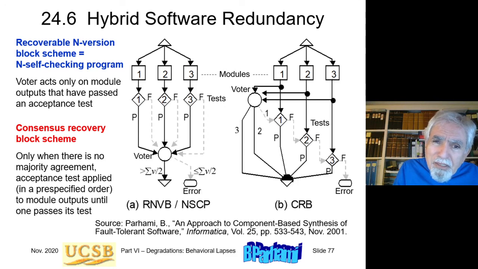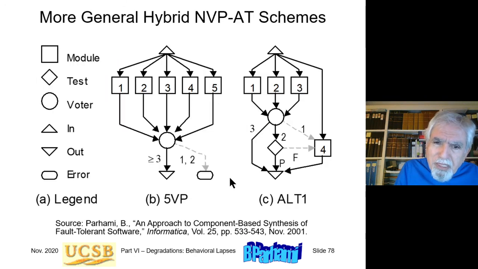And finally, many years ago, I developed sort of a method to combine the idea of N-version programming with acceptance testing. And let me just show you the next slide. These are some examples. So this is a 5-version program. 5-version, voting, and then as long as 3 out of the 5 agree, then that's the output. If there is no agreement between 3, then we have failure.